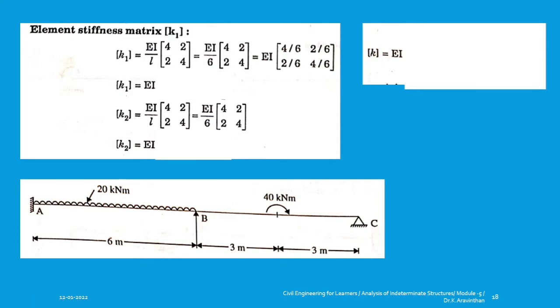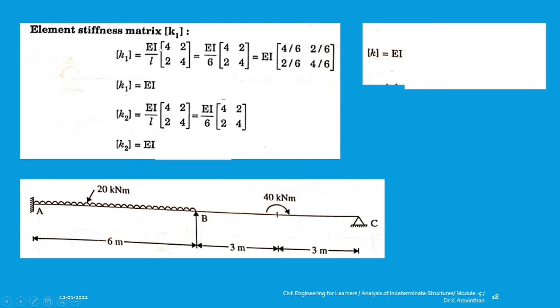Okay, how to find the element stiffness? You have the formula EI by L, 4 2 2 4. Now can you recollect the flexibility matrix? There you have used the same kind of formula. Here you are using stiffness matrix and there you are using flexibility matrix. So what is the difference between that? There you used L by 6EI, 2 minus 1 minus 1 2, isn't it? So here instead of that formula you will be having the stiffness matrix formula, which is EI by L, 4 2 and 2 4. So this is your formula.